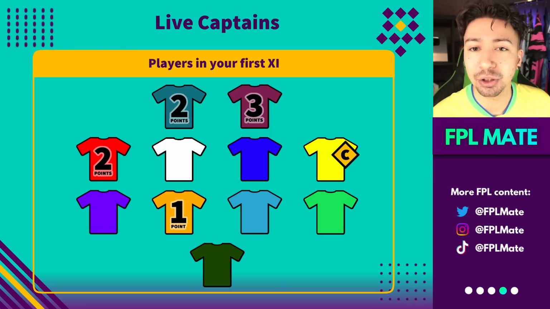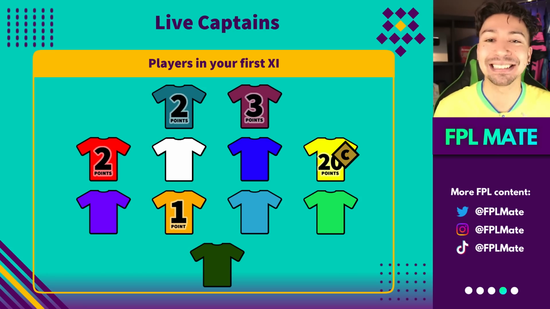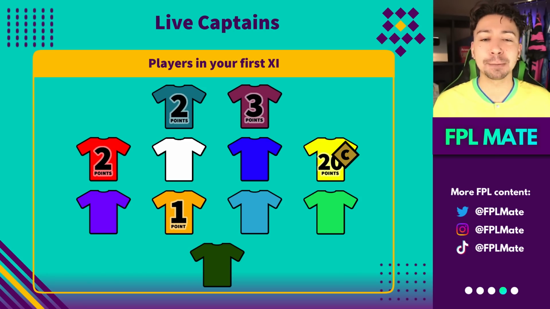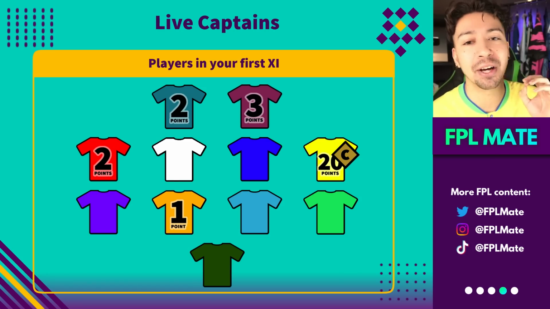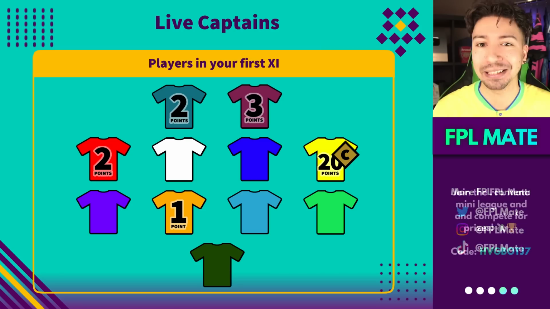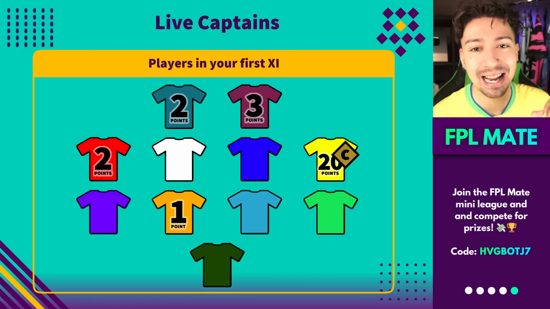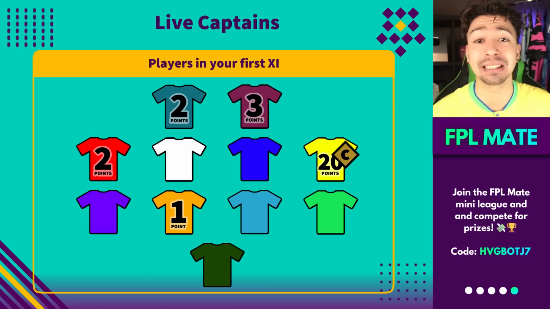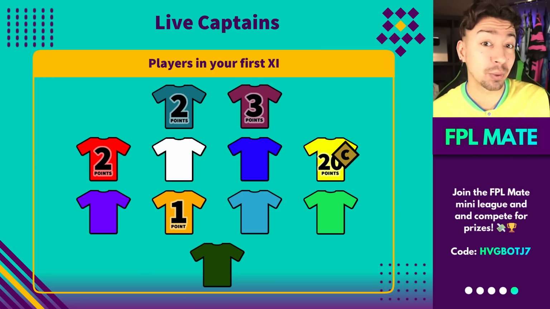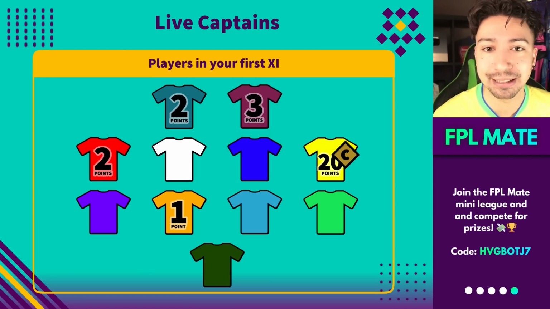So, for example, on screen, you can see the yellow player here has scored 20 points. So, at this point, you've been doing some captain switches, but at this point, you're going to want to stop switching your captain and stick with the player that you've got captain currently, because it's very unlikely that any subsequent captain pick will score more than 20 points.